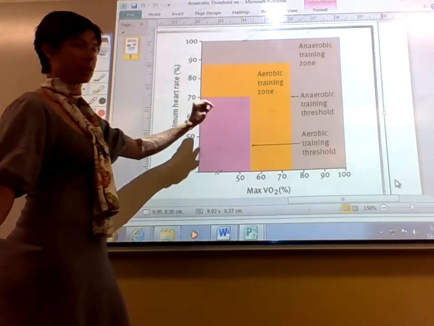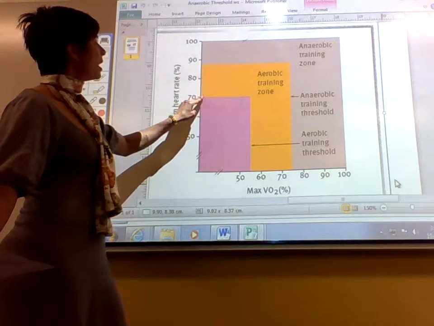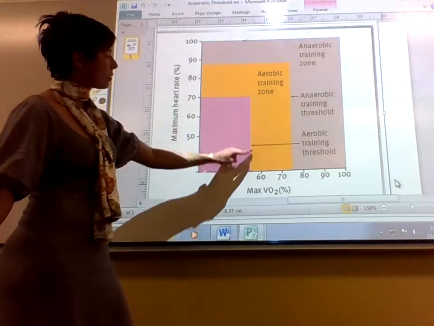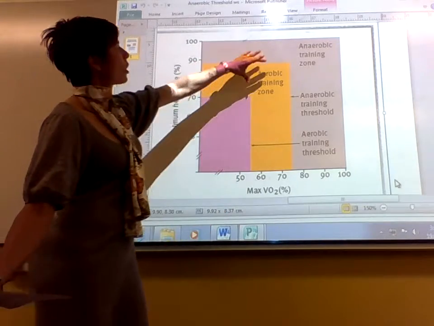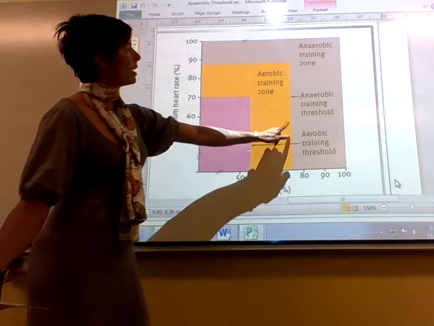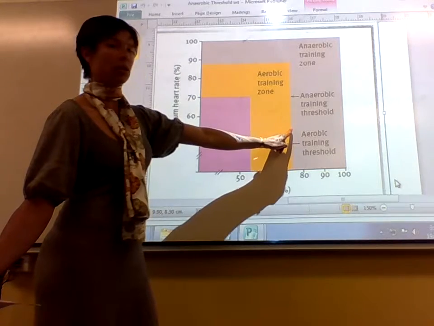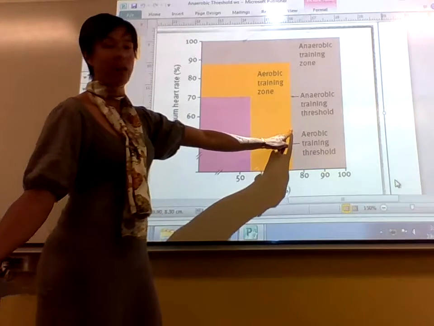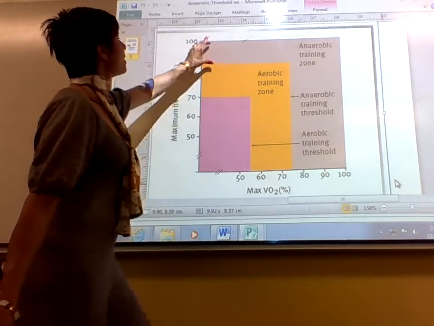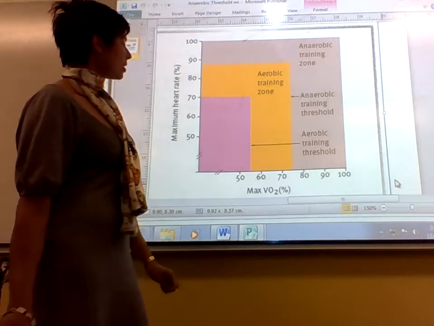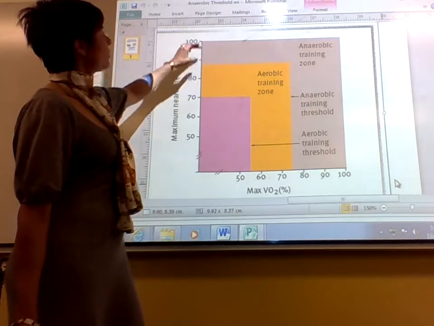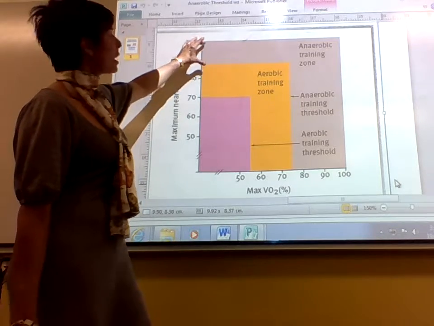Apologies, I think I said wrong earlier. This is the aerobic threshold, about 70% of your max heart rate. This is the aerobic training zone, and this is the anaerobic threshold, which is about 85% of our max heart rate. And this grey area is the anaerobic training zone. And as you can see, it's very high in terms of the heart rate that's being used.